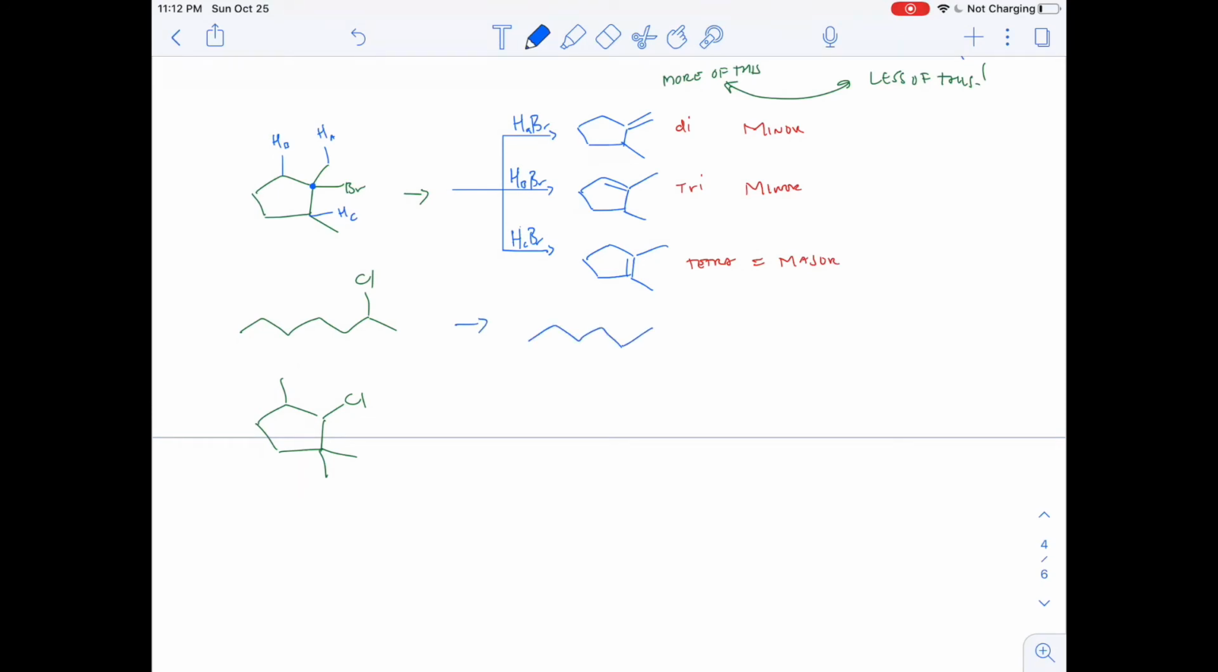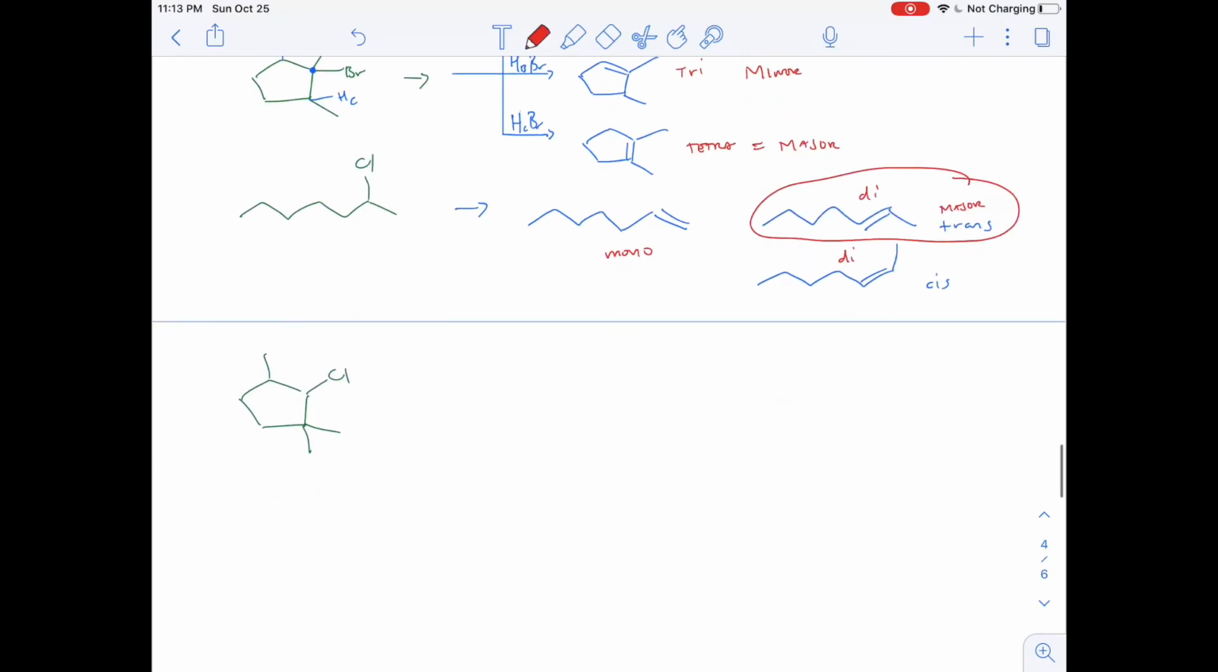So let's take a look at this alkyl halide right here. We've got 2 different locations that we can remove a beta hydrogen, and then we can also form a cis and trans alkene for that compound on the right. Okay, so in this case, we have a cis and trans isomer. We also have a mono-substituted isomer. They're both di-substituted on the right, but that means that the major is the trans isomer on the right because trans alkenes are more stable than the cis due to sterics.